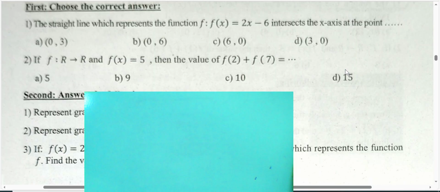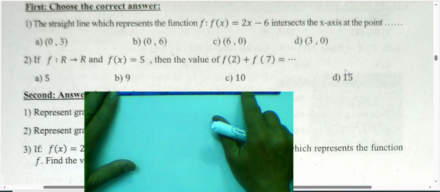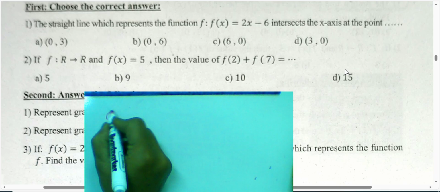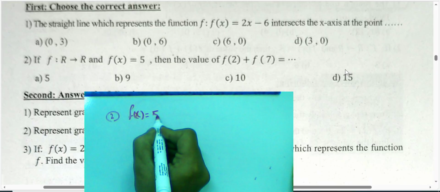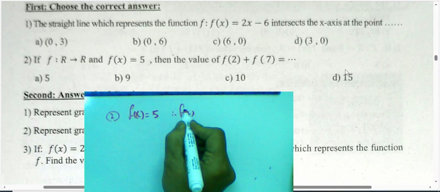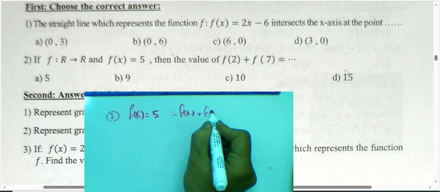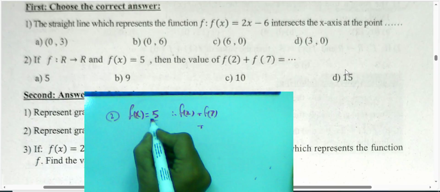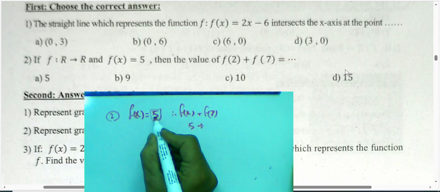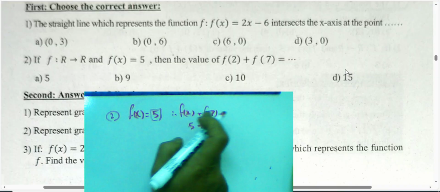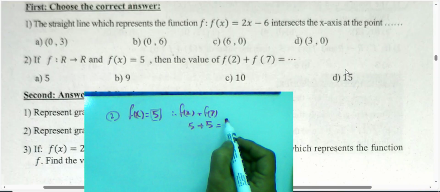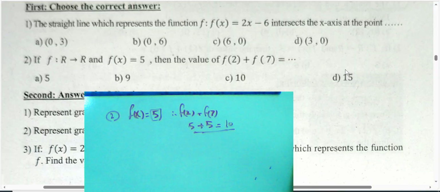Next question. Number 2. We have the function f from R to R and f of x is a constant function equal 5. Then f of 2 plus f of 7: f of 2 will be 5, f of 7 will be 5 also. The image of 2 will be 5, image of 7 will be 5. 5 plus 5 equal 10. The result here will be 10.